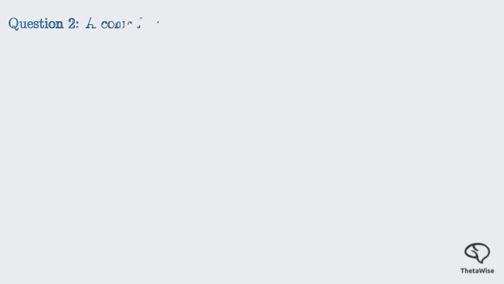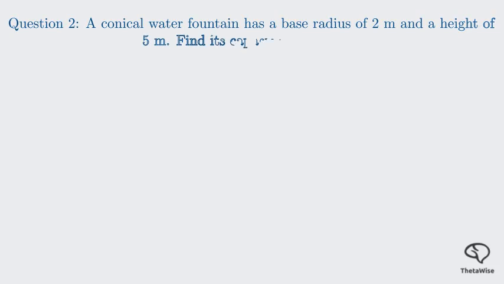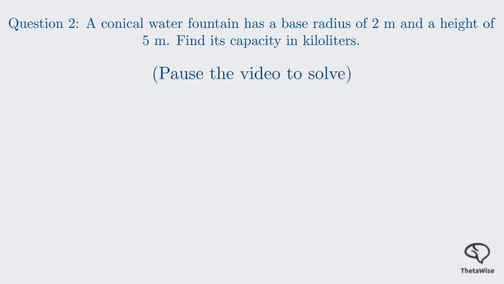Question 2. A conical water fountain has a base radius of 2 meters and a height of 5 meters. Find its capacity in kiloliters. Pause the video to solve.